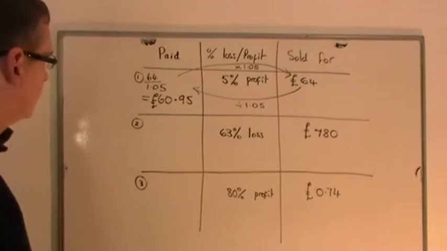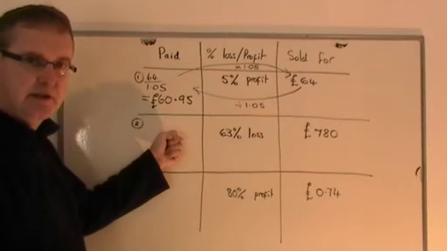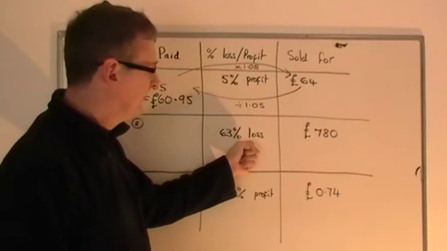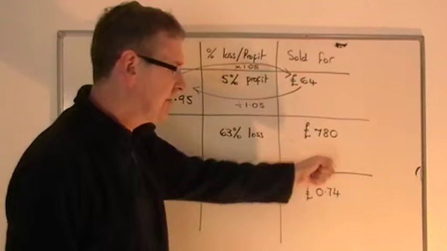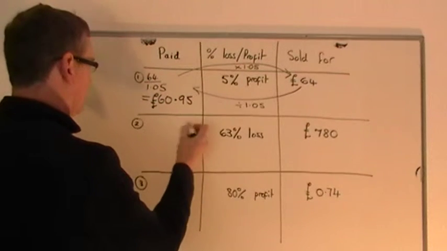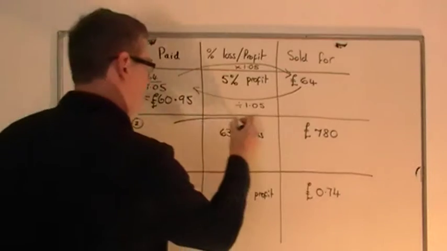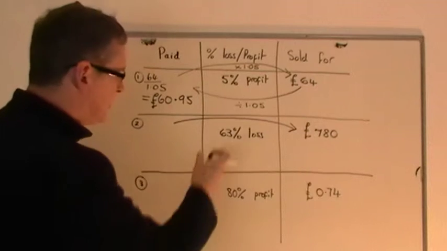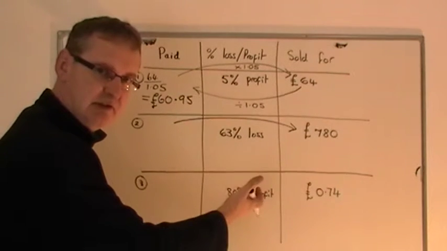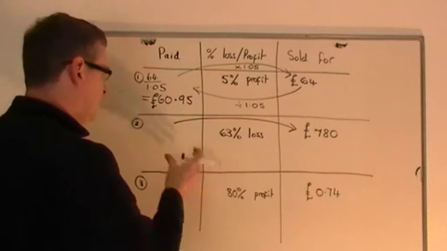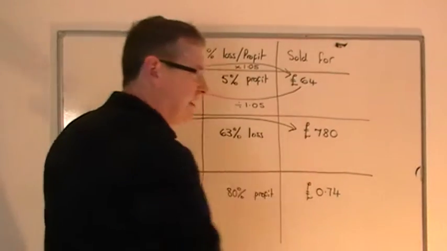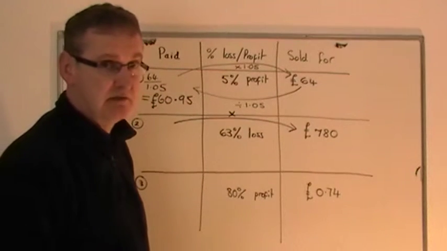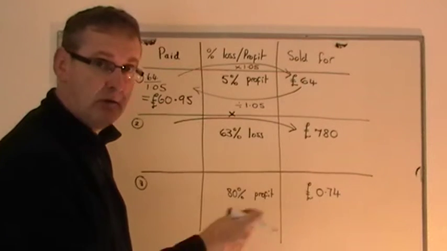Okay, let's have a look at number two. Something I've paid some amount of money for, don't know how much I paid for it. I make a 63% loss when I sell it, and I'm selling it for £7.80. So to go from this amount of money to there, if I'm making a 63% loss, well, 63% loss is a 63% decrease. So if you remember previous videos, you take a quantity and to decrease it by 63%, you need to multiply it by, well, not 1.63, because that would be a 63% increase or a profit.